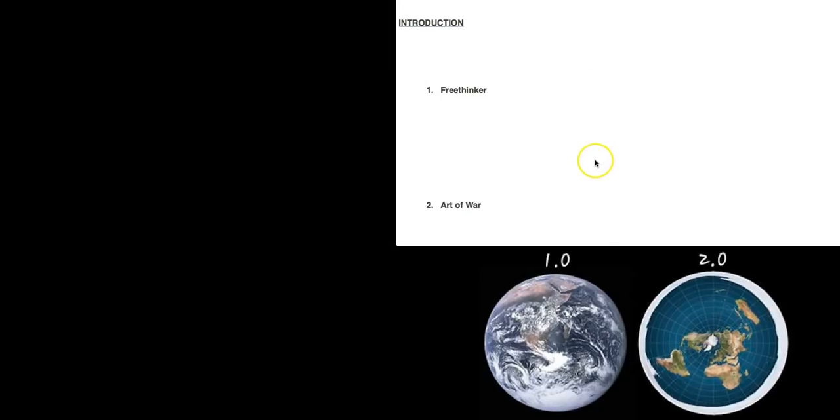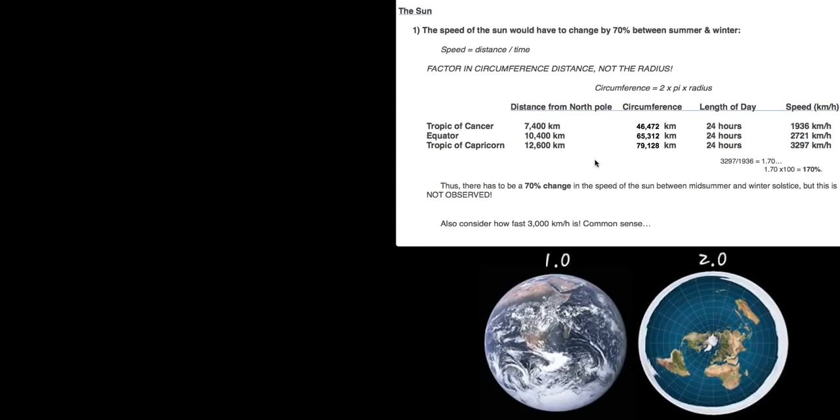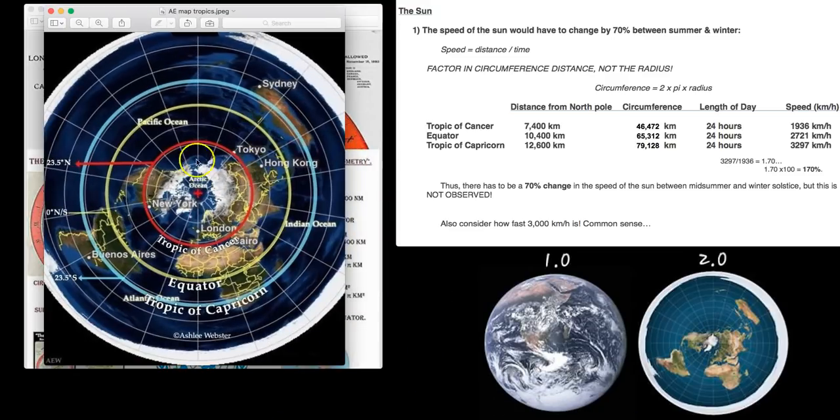But anyway, without further ado, let's get into this. So first of all, I'll cover the sun, 8 or 9 points. So the first point is considering the speed of the sun. So we're given these models. The Tropic of Cancer, the sun moves around here in the northern summertime, and then it spirals out and travels around the Tropic of Capricorn in the winter. So that looks very nice.